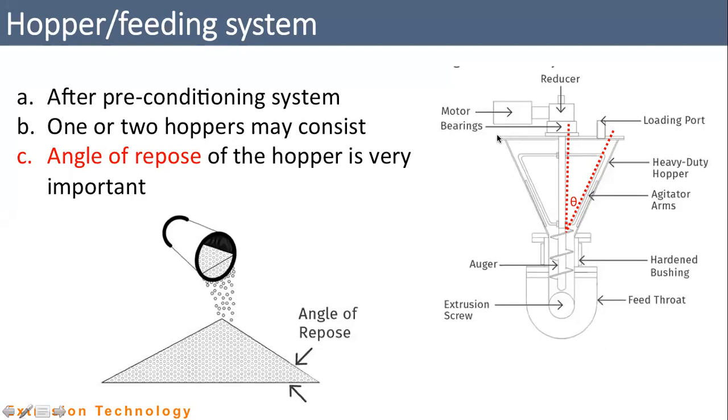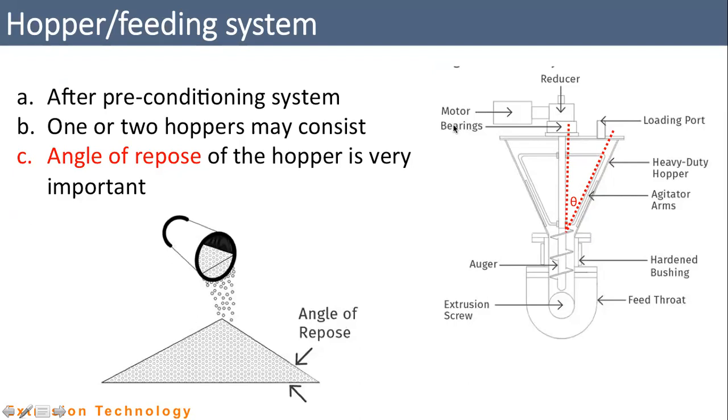The shape can be a V shape, and sometimes this angle, theta, can be larger. Normally, if we use a low viscosity material, something like water, then you can increase this theta value. It means the angle of repose. If it is a low viscous one, we can reduce or increase, no matter.